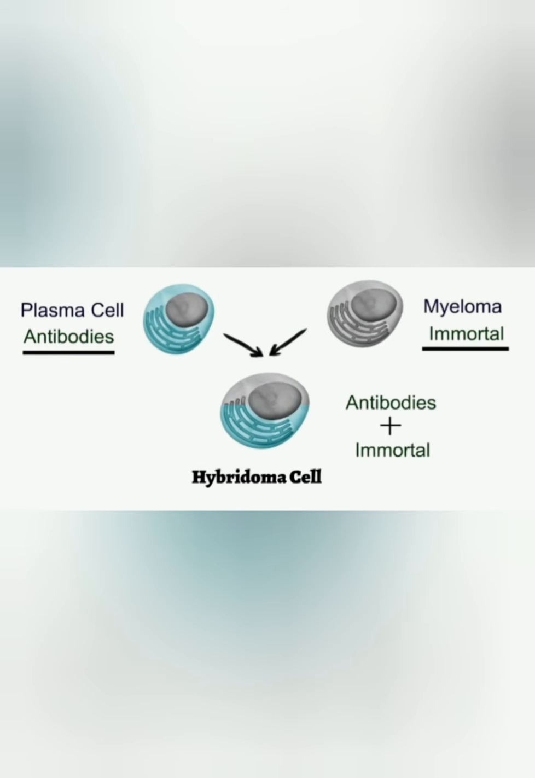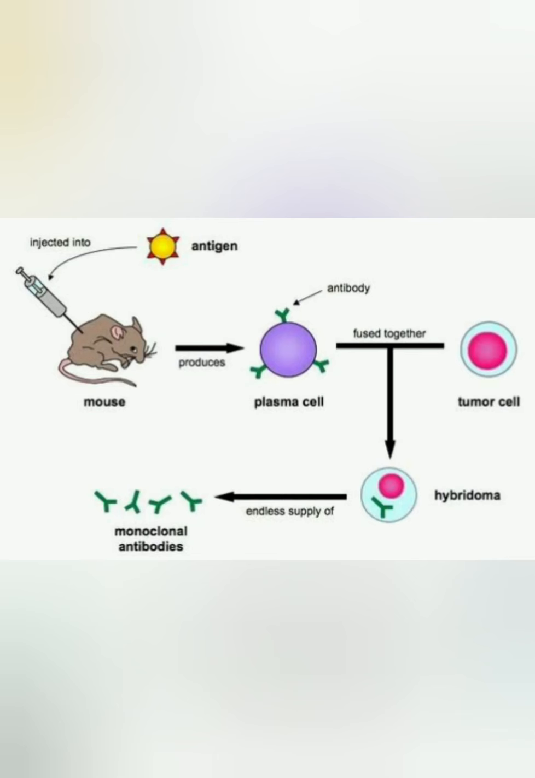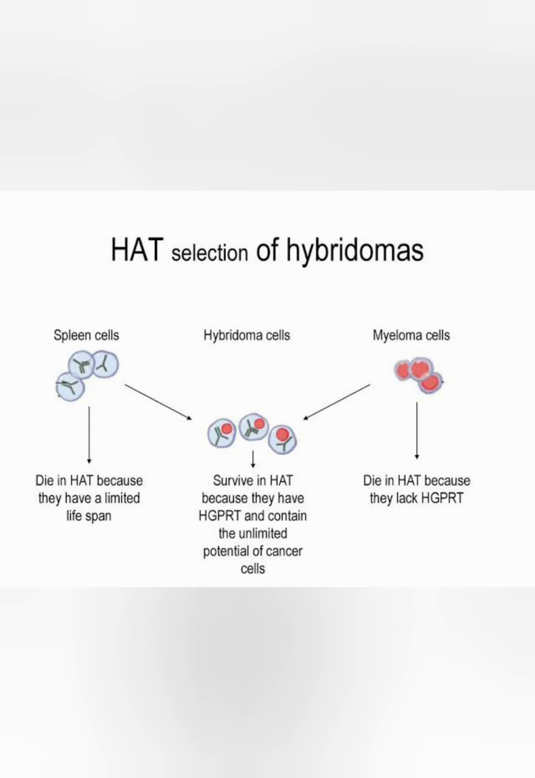Hybridoma cell has both the properties of plasma cell as well as myeloma cell. That is, the plasma cell has HGPRT enzyme, and myeloma cells are immortal in nature. So these hybridoma cells are selected for the continuous production of monoclonal antibody in the HAT medium, and this is the principle of HAT selection. Hope you understand this video.